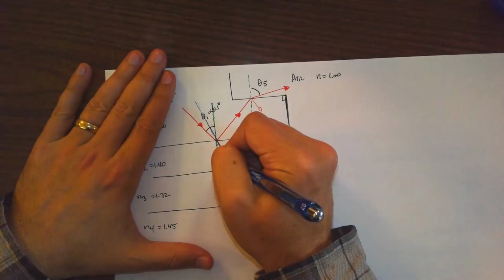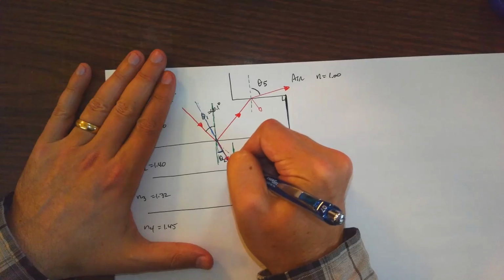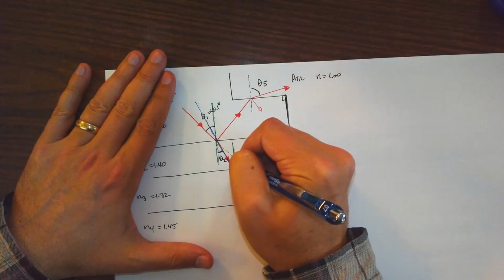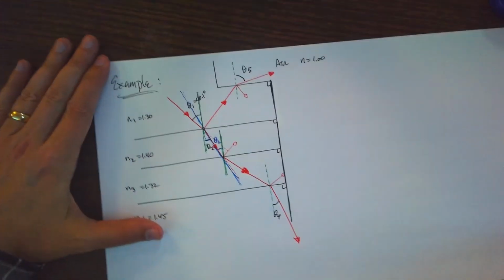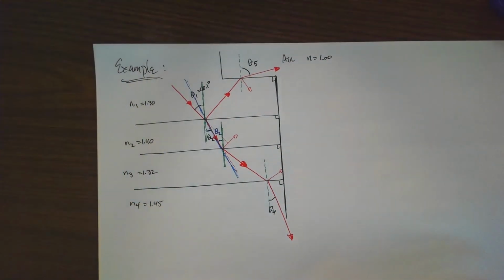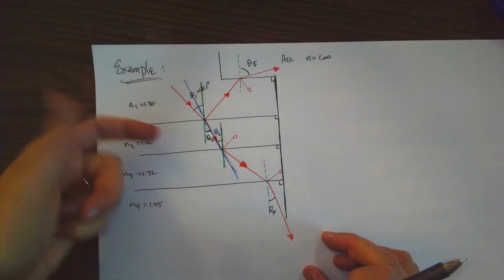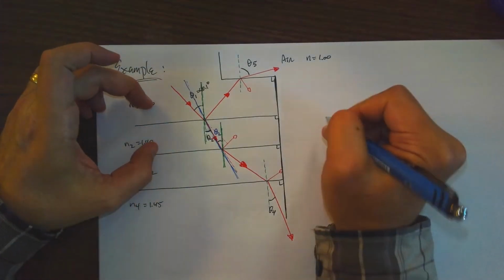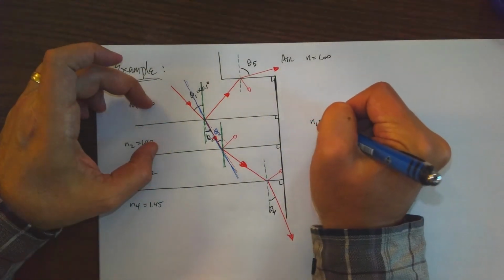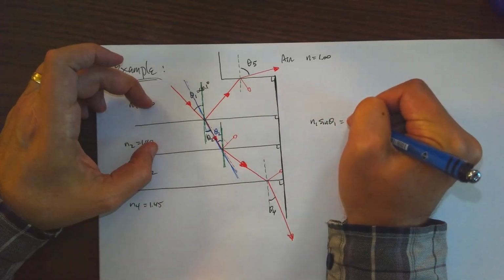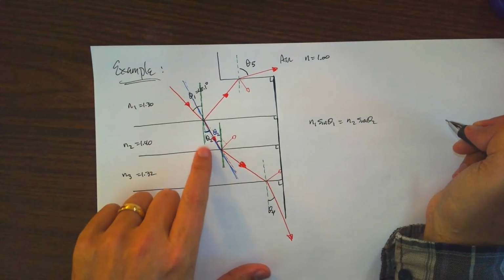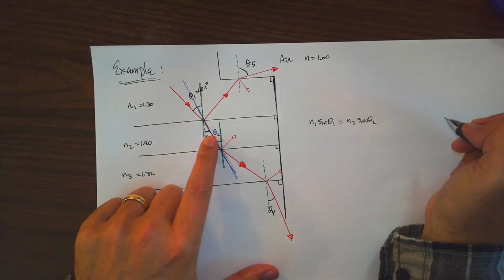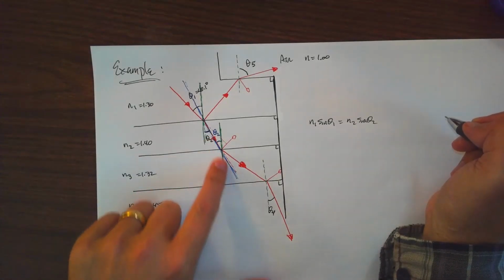And so then this angle here and then this angle here are going to be what? Yeah, those are the same. Those are alternate interior angles. Those are the same. And so then what will happen is that when we run the calculation from index 1 into index 2, we get n1 times sine theta 1 is n2 times sine theta 2. But then the angle of refraction is the angle of incidence on the next boundary.